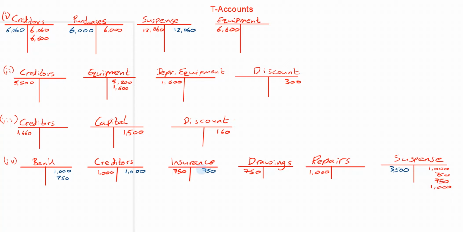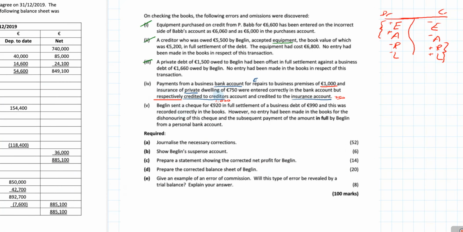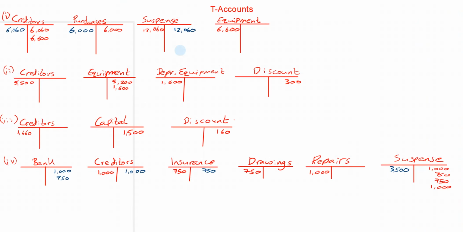So that is definitely a tricky one. But we know that the bank is correct because it says in the question, the 1,000 and 750 were entered correctly in the bank account. So the bank account, we don't need to change anything. And the reason we have a suspense account is because we didn't double entry it properly. So if the accountant did put 1,000 in here and 750 in there, all we would have had to do is double entry it into drawings and into repairs, and there'd be no suspense.